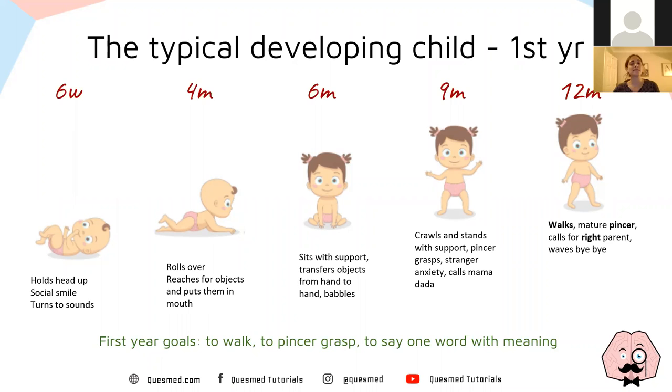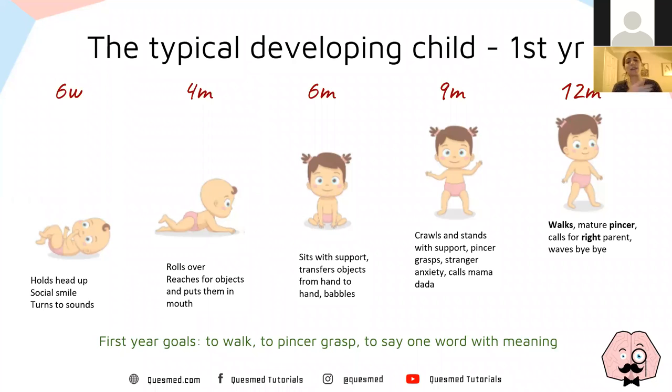At 9 months, they're starting to stand with a little bit of help, but they can probably crawl. They're picking things up from the floor with a little pincer grasp. And now that they've realized their mum and dad walk out of the room, they call for them and they're afraid of strangers. Then by 12 months old, you have a child that is now walking, knows which parent they want, can wave bye-bye, and is pretty good at picking up objects, and they might be throwing them at you as well.